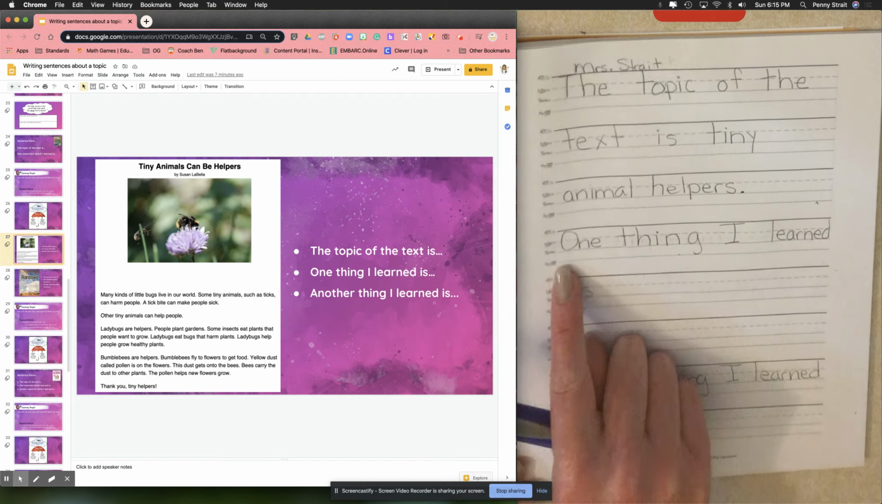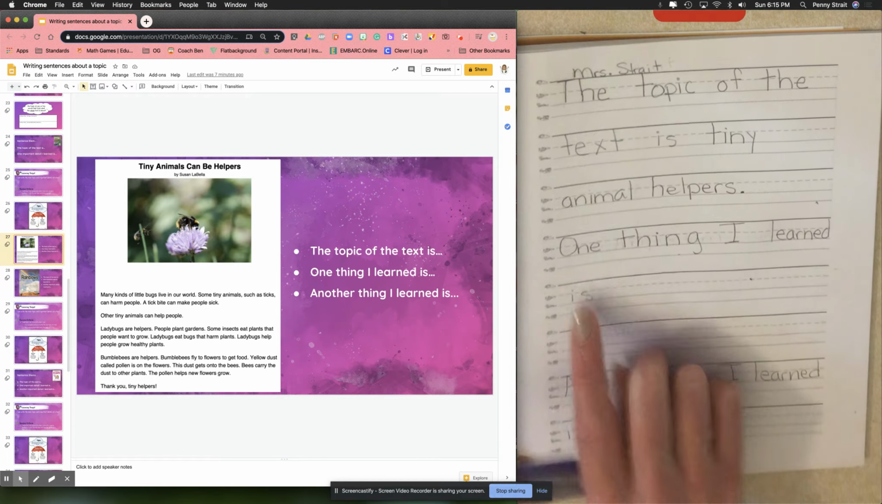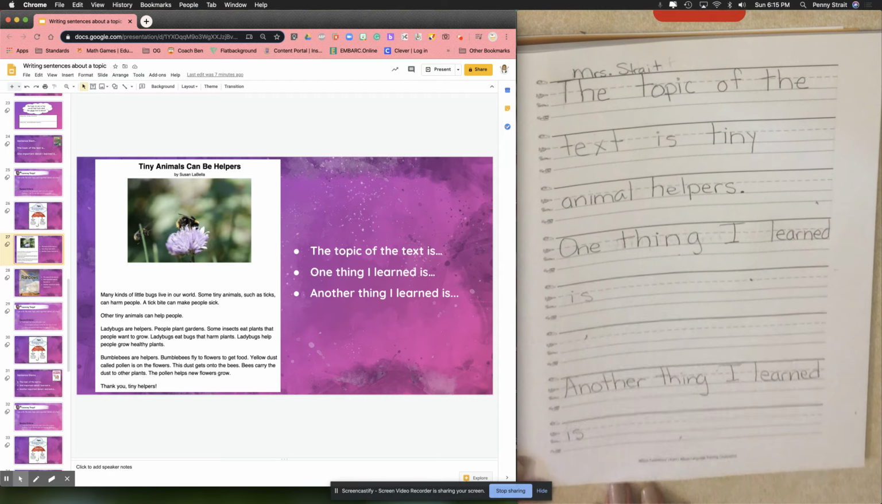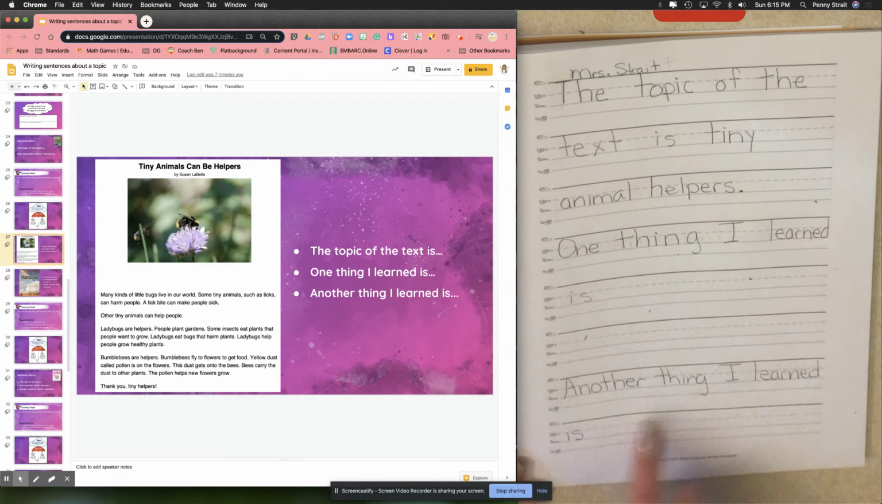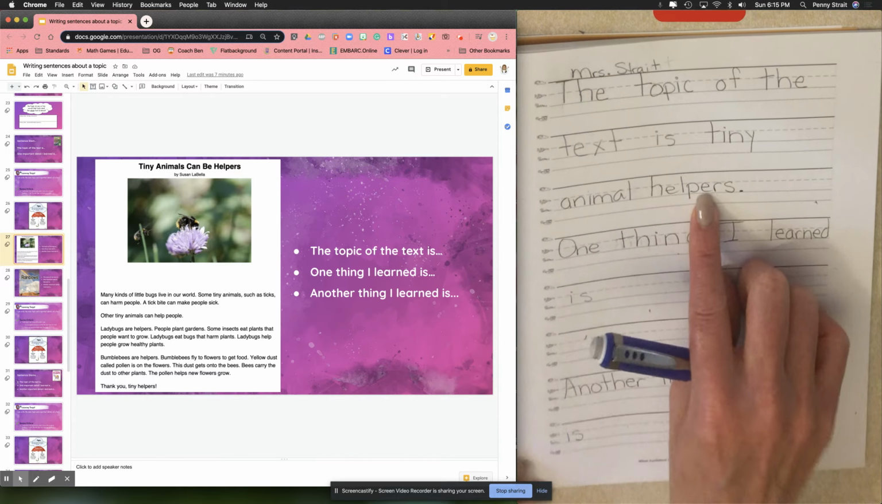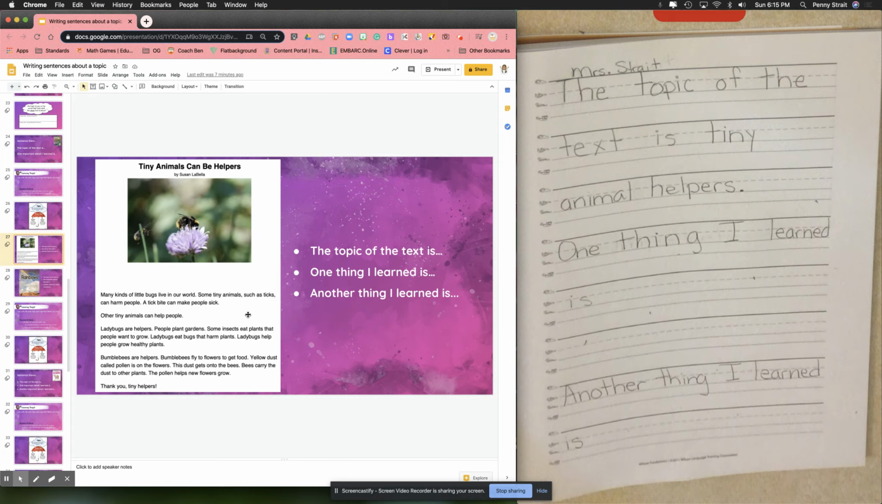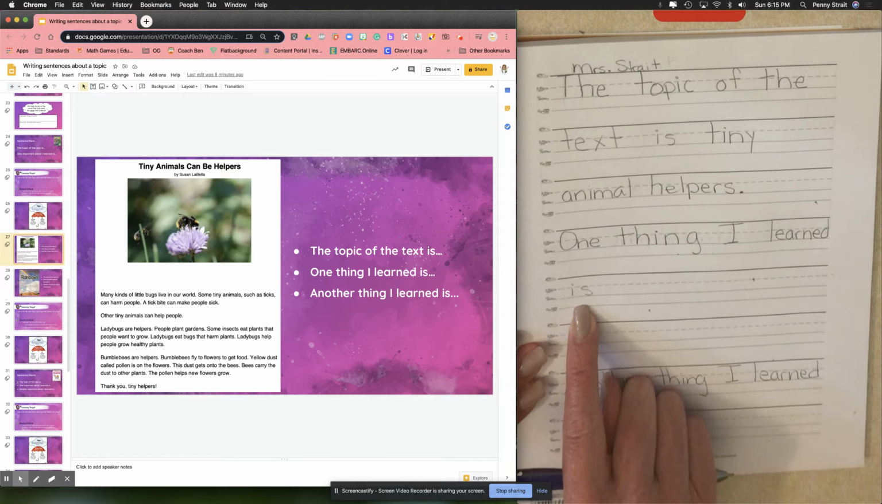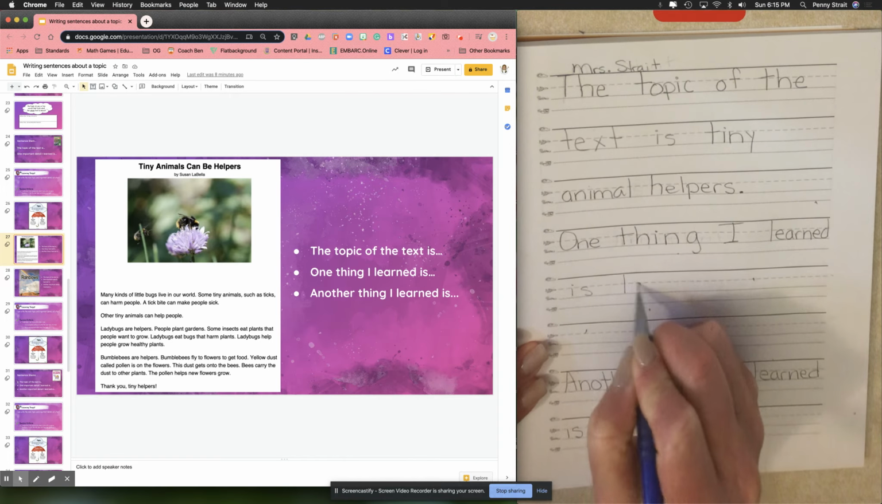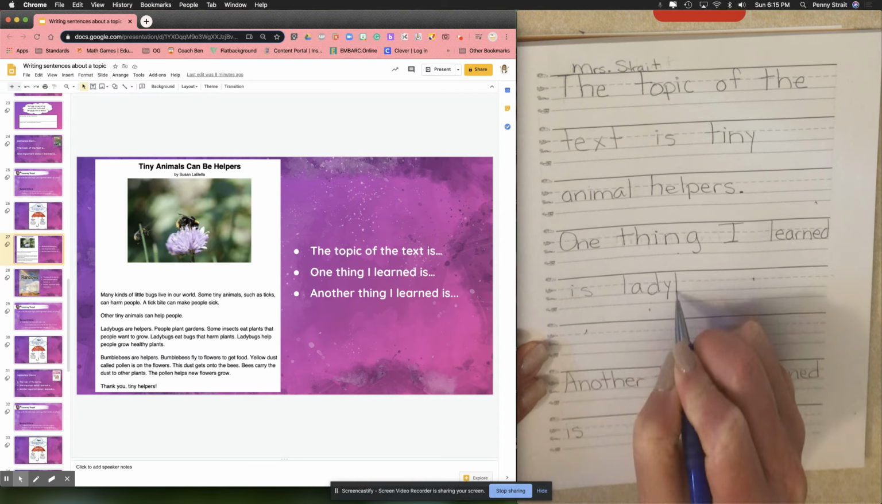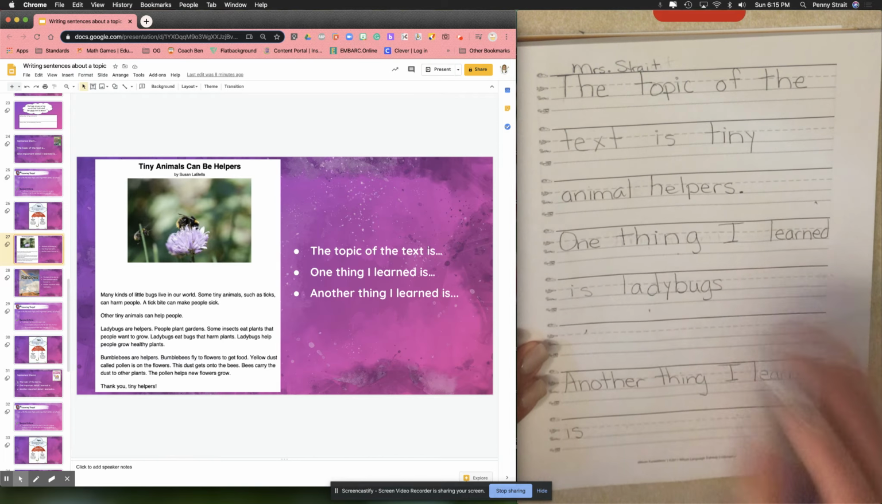Okay. Now I need to come up with one thing I learned is, and this is going to be my fact. And I'm going to come up with another thing I learned is, and that's another fact. And these facts are going to be about tiny animal helpers. All right. So one thing I learned. I'm going to come back here to the text. Ladybugs help people. Oh, I remember. It was really important. Ladybugs help people grow healthy plants. So one thing I learned is ladybugs help.